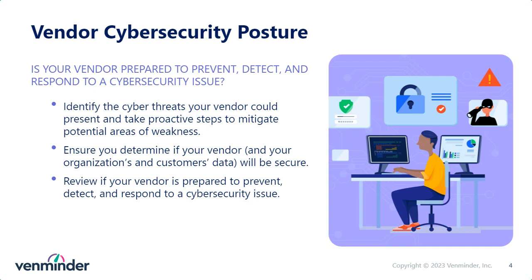So the first thing you're going to want to do is identify the cyber threats that your vendor could present to you, and then take proactive steps to mitigate potential areas of weakness. You want to ensure that you're determining if your vendor's data is going to be secure, as well as your organization's and your customers'. And then you want to review if your vendor is prepared to prevent, detect, and respond to a cybersecurity issue. So what are they doing to prevent issues, detect them if they do happen, and respond to them if the ultimate worst case scenario occurs?